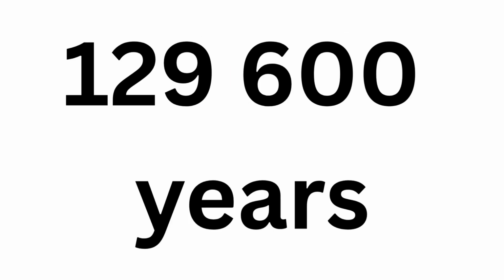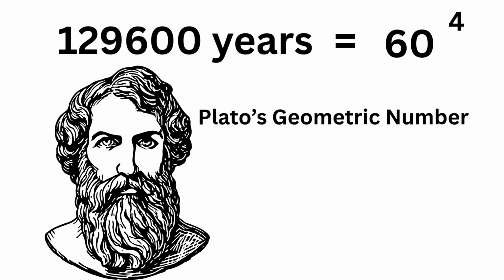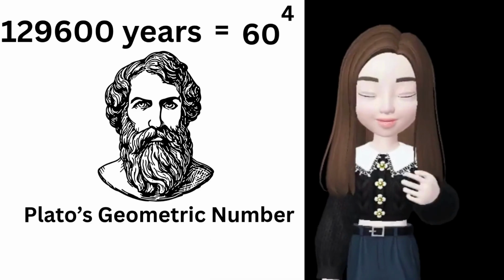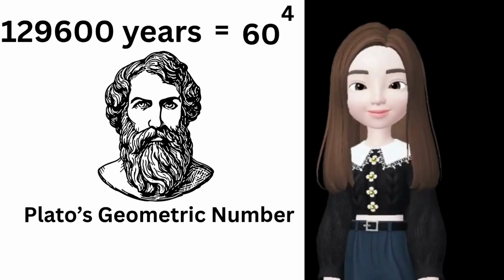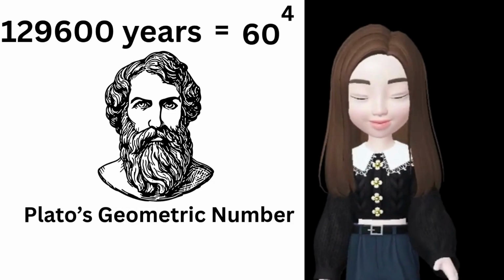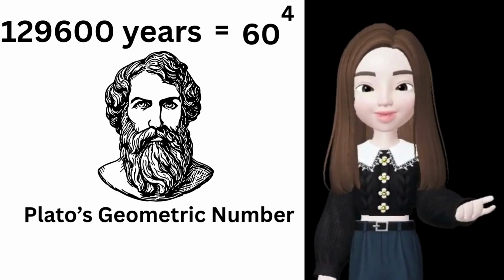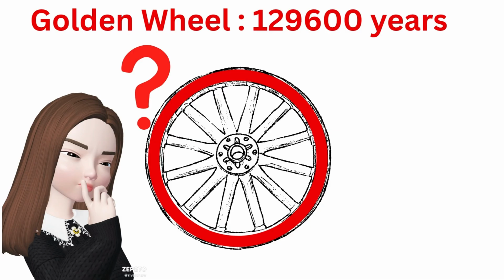This figure, 129,600 years, somehow, intriguingly aligns with a significant Western geometric concept, the Platonic geometric number, where 60 to the power of 4 also equals 129,600. Don't you think it's amazing? It indicated that both the East and the West have a consistent view of our universe. Now, we know that we are living in the golden wheel of this 129,600 years cycle.